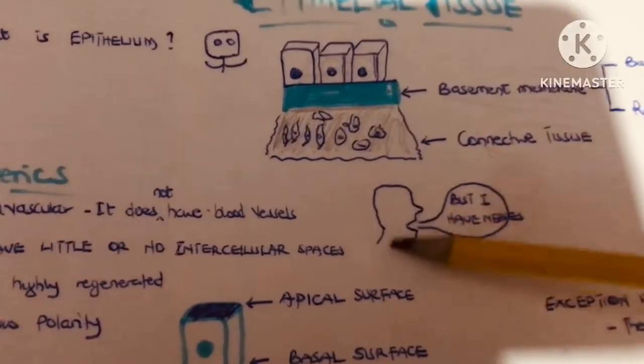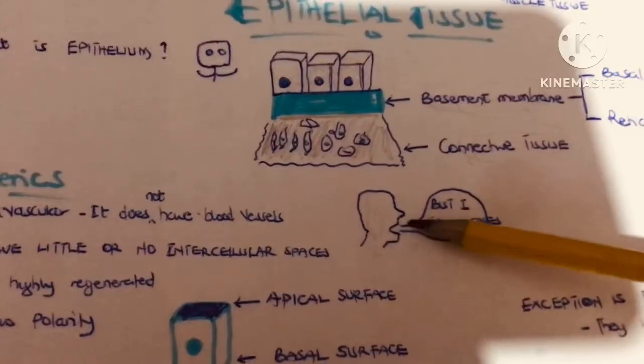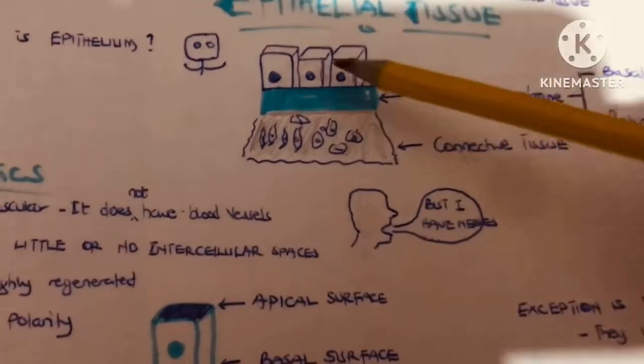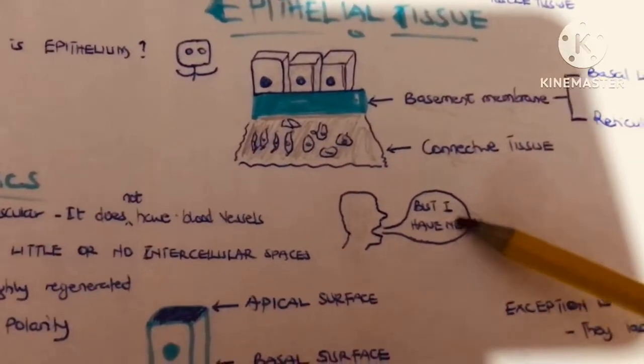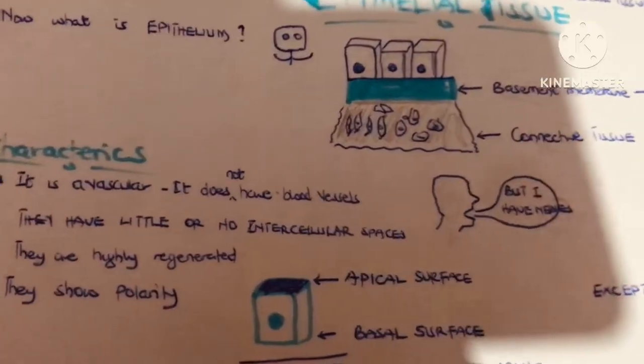But look at this. Let's say that this is an epithelial cell. Look at what it is saying. It's saying, but I have nerves. So epithelial cells have nerves. Hope you understand. So they are innervated.